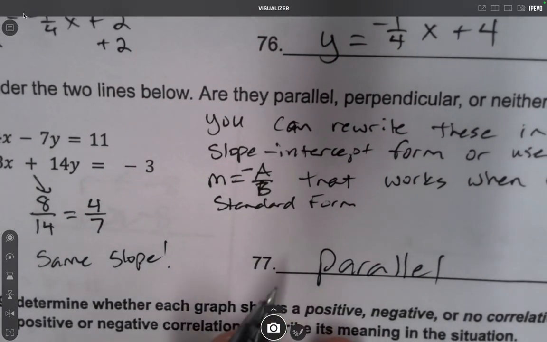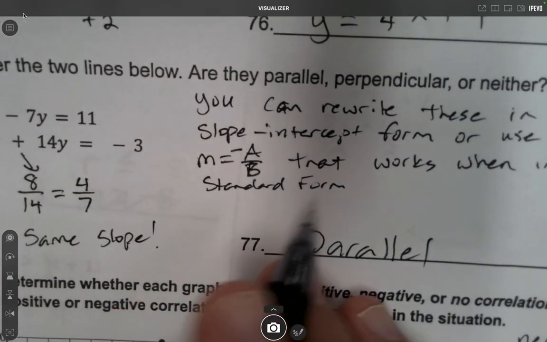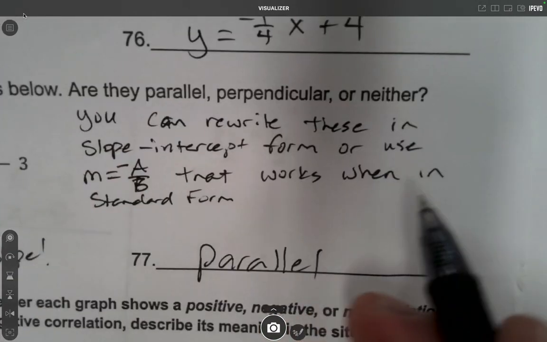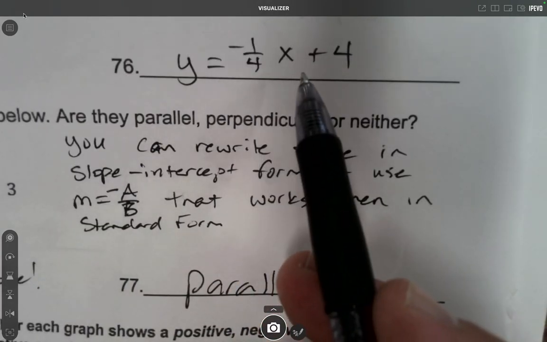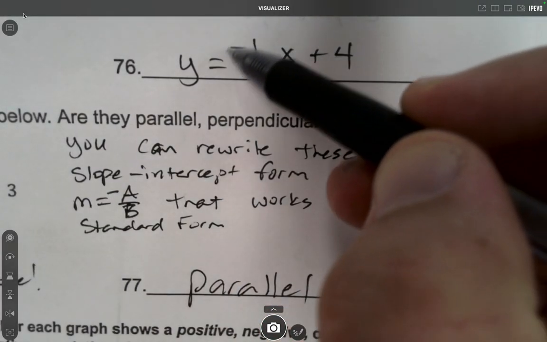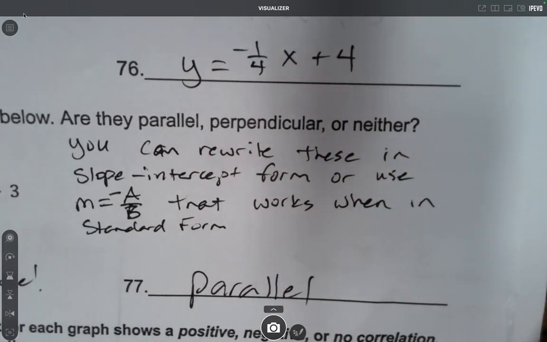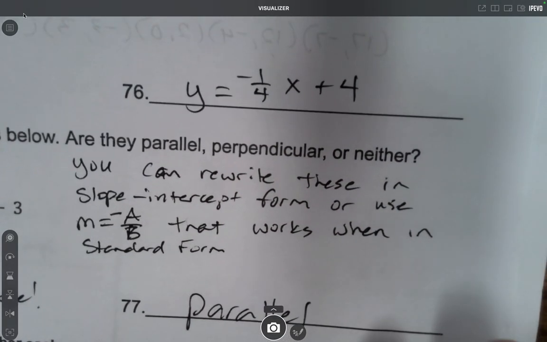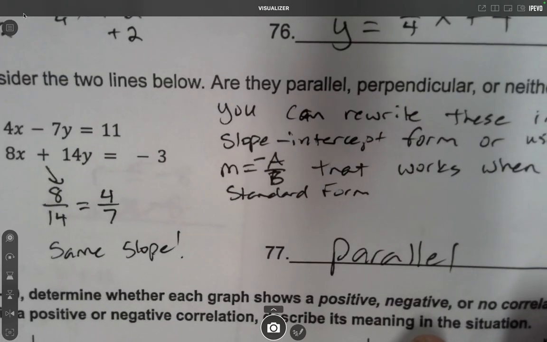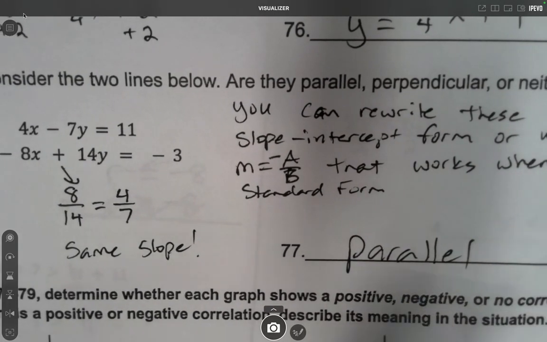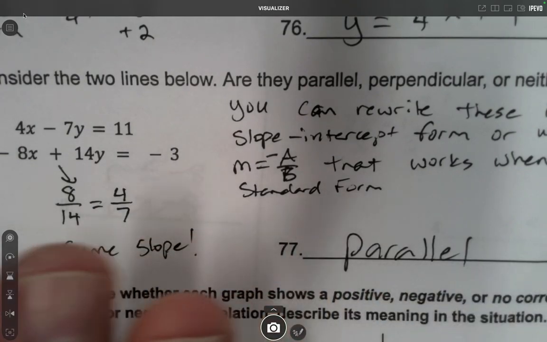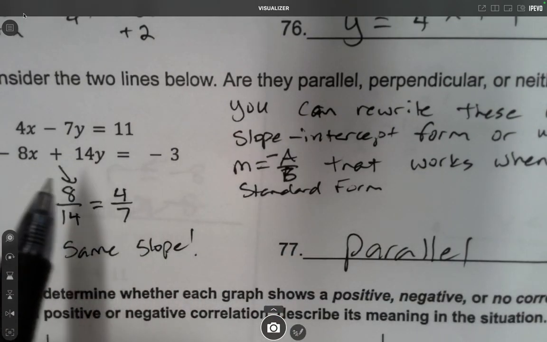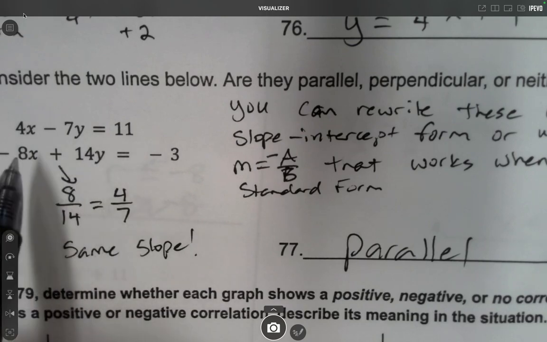So one option when they give it to you like this is you could rewrite these in slope-intercept form, meaning y equals mx plus b, the format that 76's answer was in, because then you can see the slope very easily and compare them, and there's nothing wrong with doing that. But a slightly shorter way is if they are in standard form, which these are.